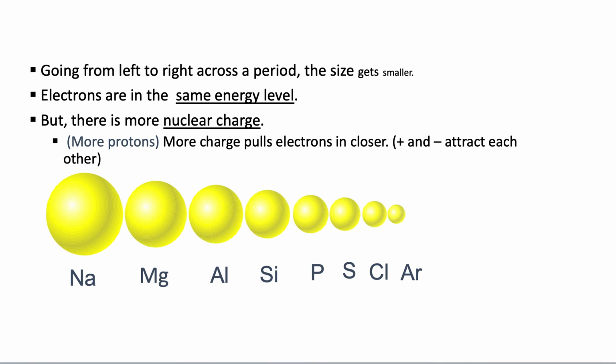So going from left to right across a period, the size gets smaller. Electrons are in the same energy level, but there's more nuclear charge. So there's more protons, so more charge pulls electrons in closer. And remember, opposites attract. So as we go from left to right, we decrease.